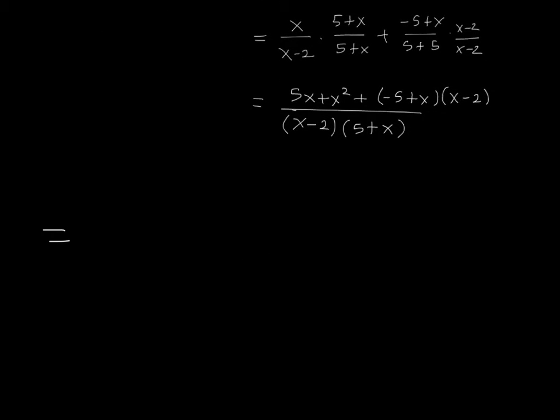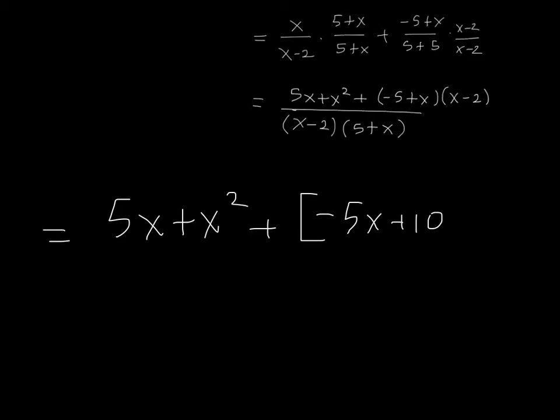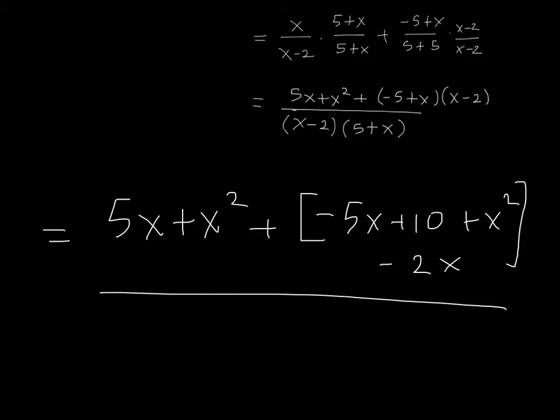Alright, cleaning this up, I have 5x plus x squared, and multiplying the second 2 out, I have negative 5 times x, which is minus 5x. Minus 5 times minus 2 is positive 10. Positive x times x is plus x squared. And x times minus 2 is minus 2x. And this is all over x minus 2 times 5 plus x.